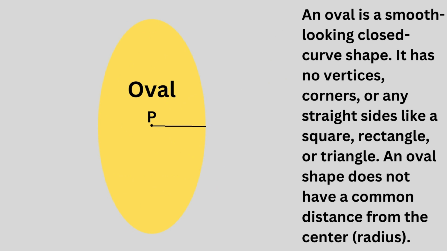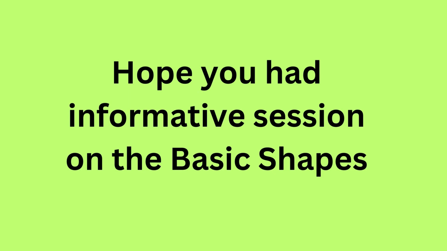Next shape we are going to see is oval. An oval is a smooth-looking closed curve shape. It has no vertices, corners, or any straight sides like a square, rectangle, or triangle. An oval shape does not have a common distance from the center, point P.